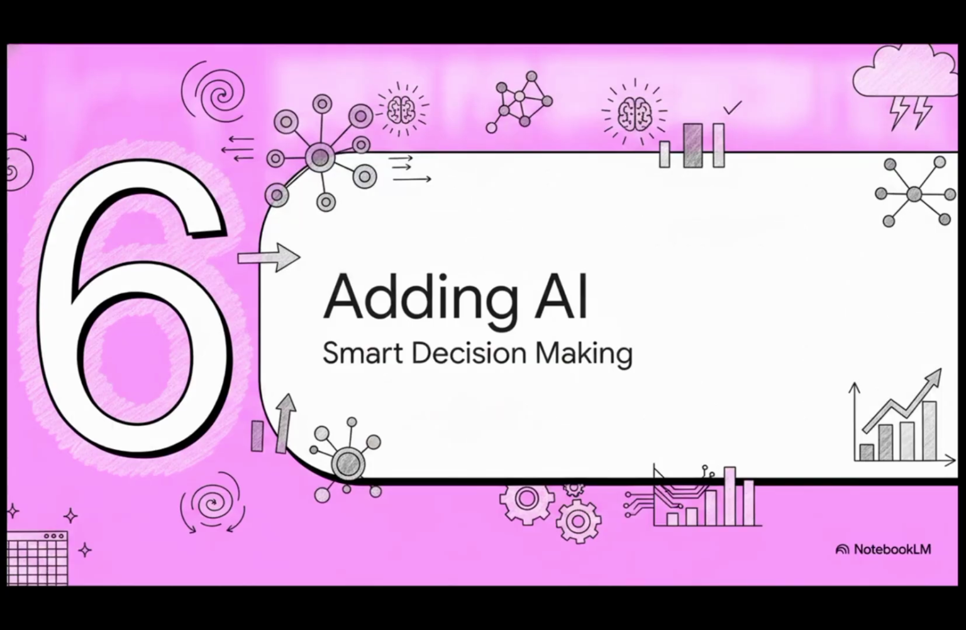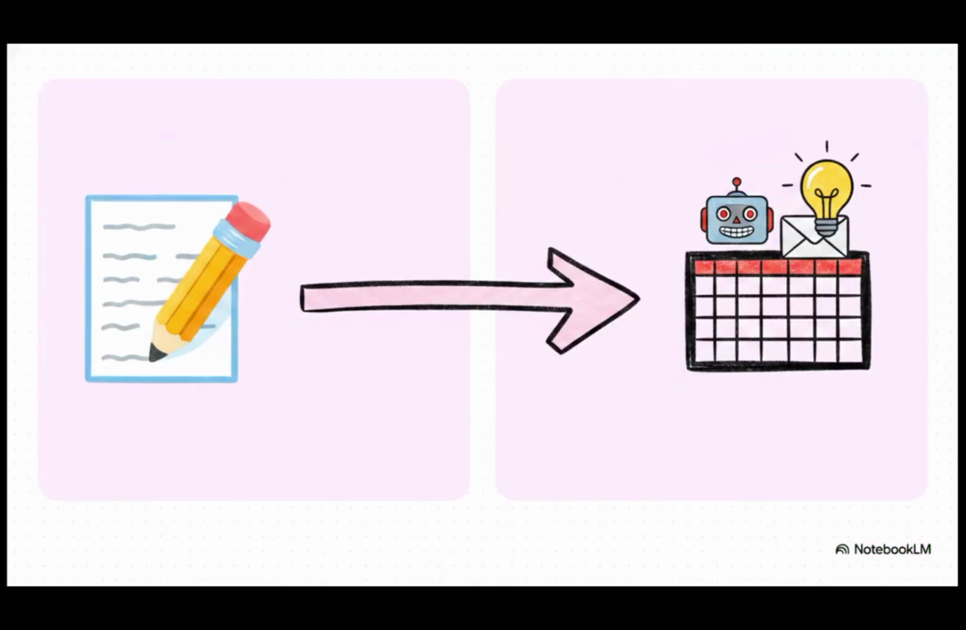And now for the grand finale, Section 6, adding AI to your tracker for smart decision-making. This right here is the feature that makes a basic Google Sheet feel like a completely modern premium CRM. Just look at the sheer difference in utility here.